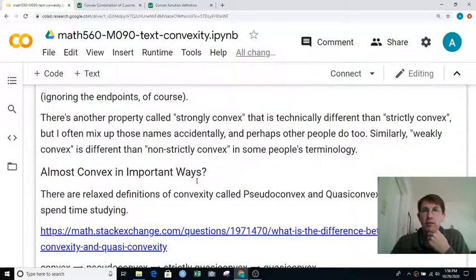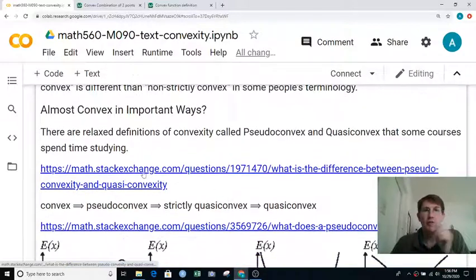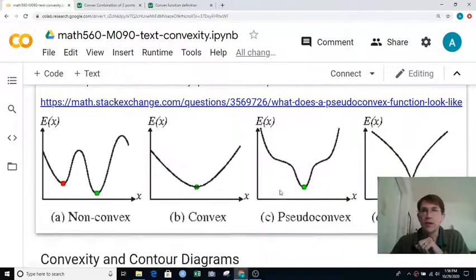There's also some fun definitions called pseudo-convex and quasi-convex, and you can go read about those here if you want to. If a function is convex, it's also pseudo-convex. Anything that's pseudo-convex is strictly quasi-convex, and anything that's strictly quasi-convex is, of course, quasi-convex. And here's some diagrams of them. So they still look fairly nice, but you can tell this part here does not count as exactly convex, and neither does this part. So I'll let you go read about those if you're curious.